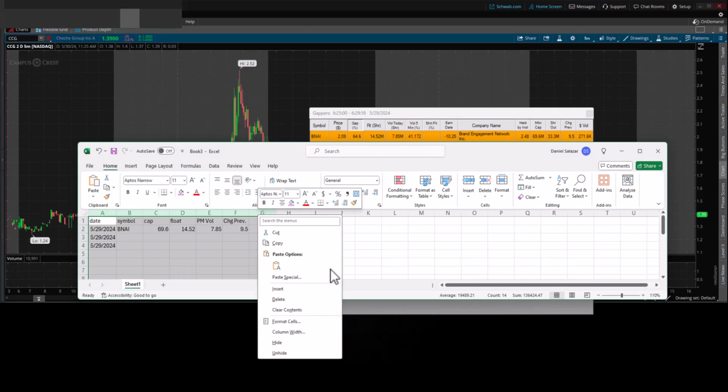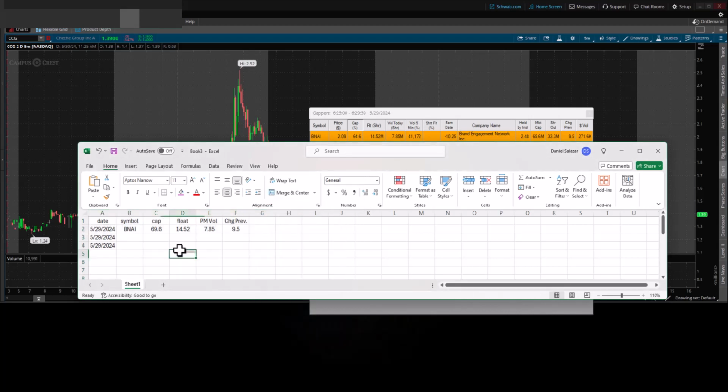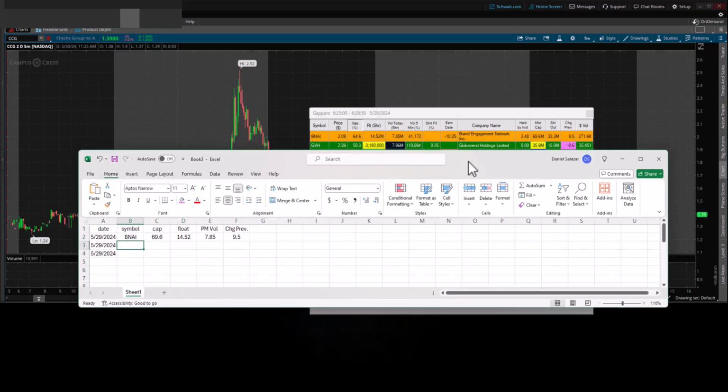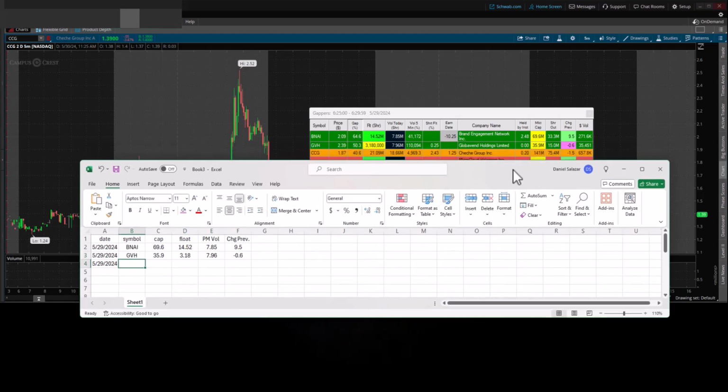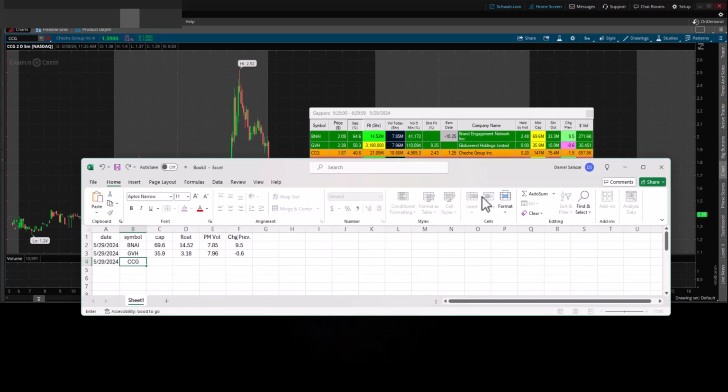Let me center these so it can look nice. Next ticker, GVH. Market cap 35.9, float 3.18, pre-market volume 7.96, change previous minus 0.6. The following one, CCG, market cap 141 million, float 2.108, pre-market volume 18.66, change previous minus 1.5.